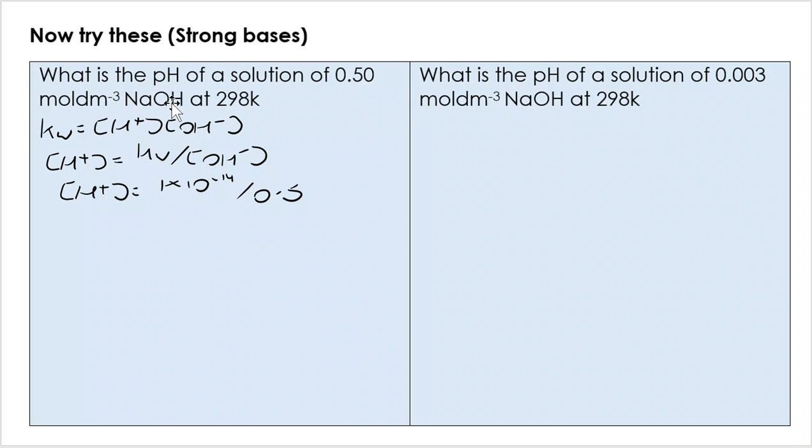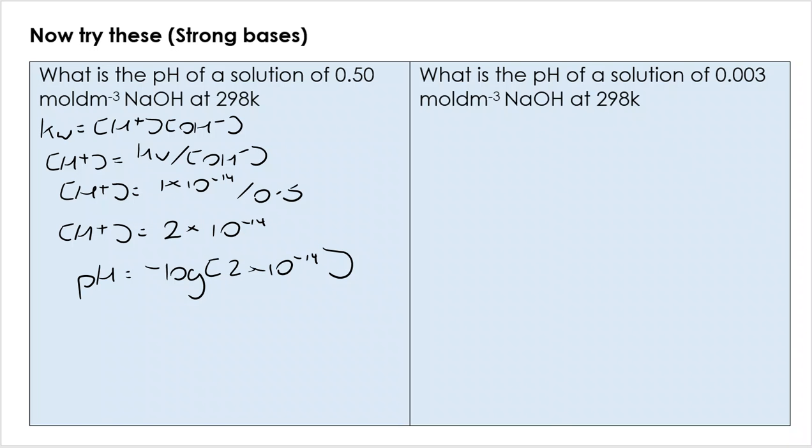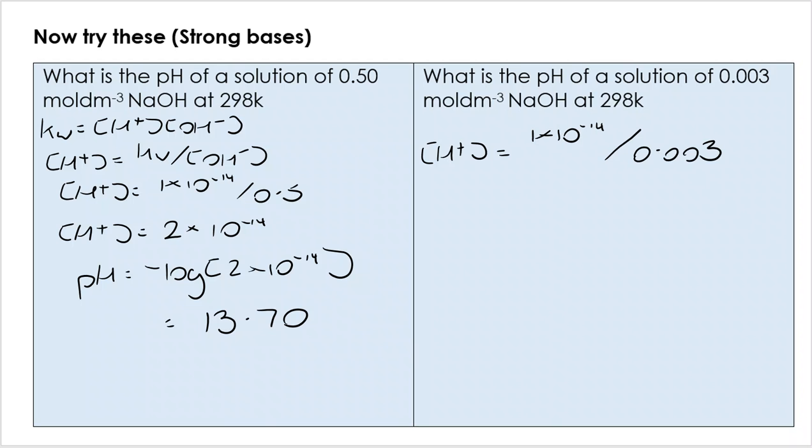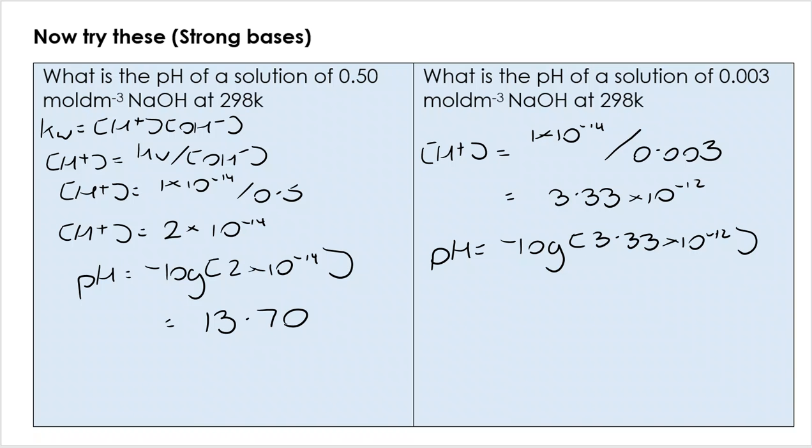Remember, NaOH, strong bases, fully dissociate in solution. So if my NaOH is 0.5, my OH- concentration is 0.5. Now I've got my H+ concentration, I can substitute that into my pH expression, giving me a pH of 13.7. And then we do the second example, 1 by 10 to the minus 14 over 0.003 gives me an H+ concentration of 3.33 by 10 to the negative 12. Substitute that into my pH expression, and that one will give me a pH of 11.47.